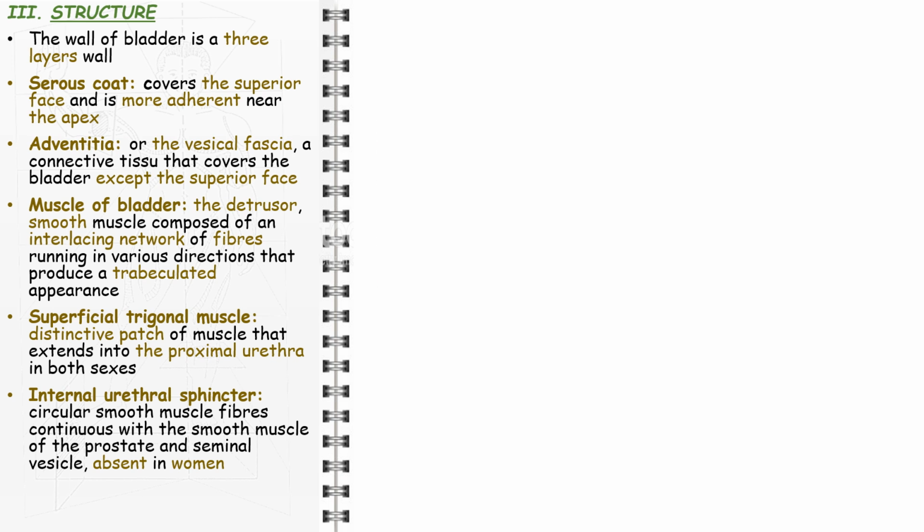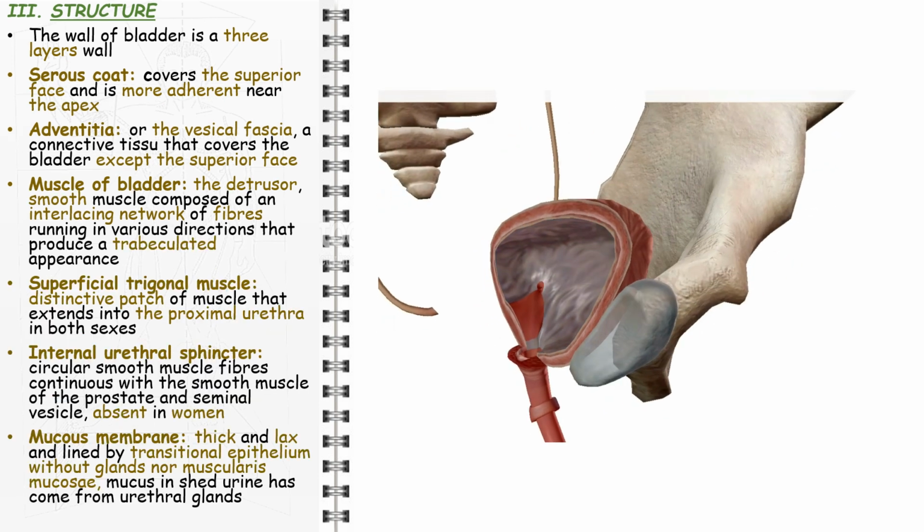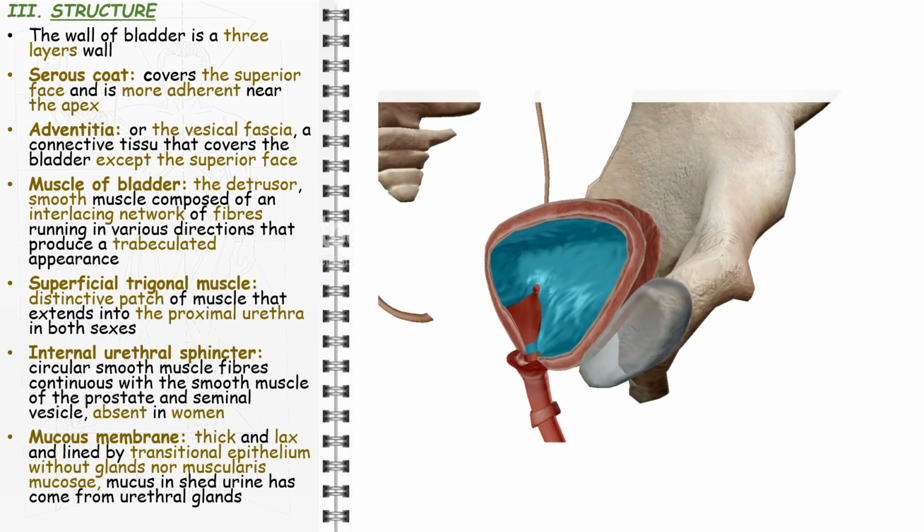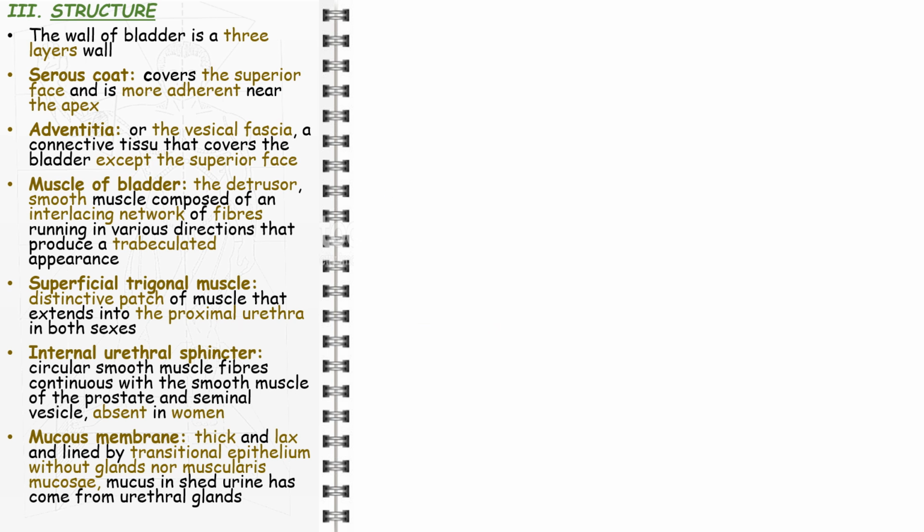Finally, the mucous membrane is thick and lax and lined by transitional epithelium, without glands or muscularis mucosae. Mucus in shed urine comes from urethral glands and trigonal glands and has a protective role against urine. Macroscopically, the mucous membrane is bright yellow in color with an irregular vascular network.